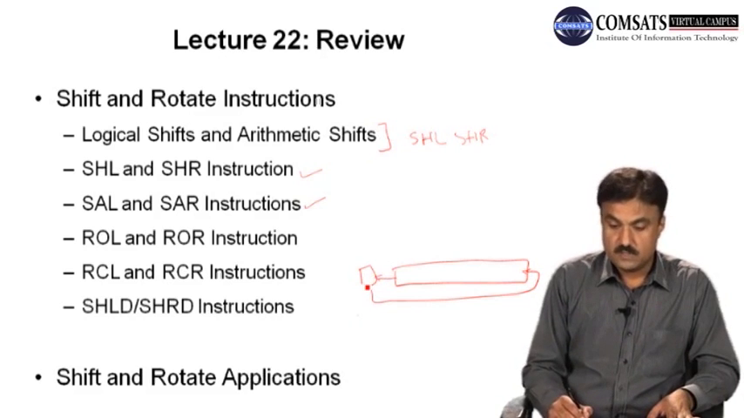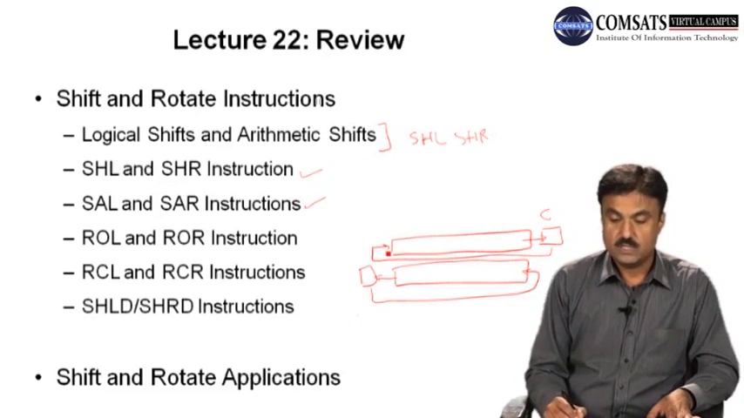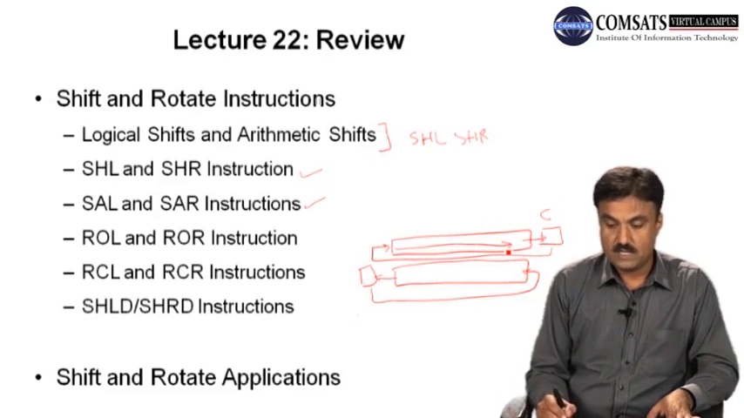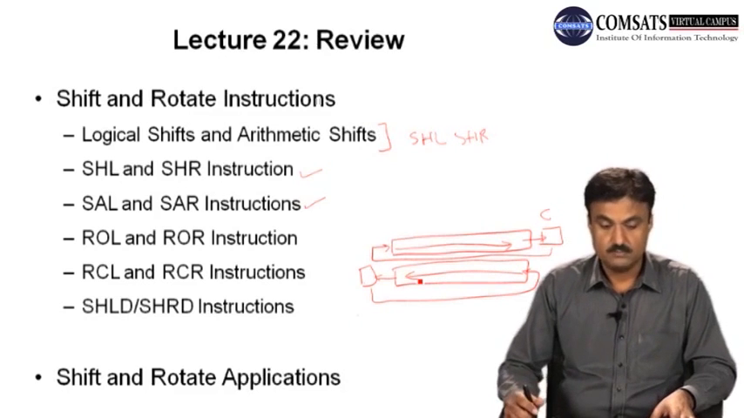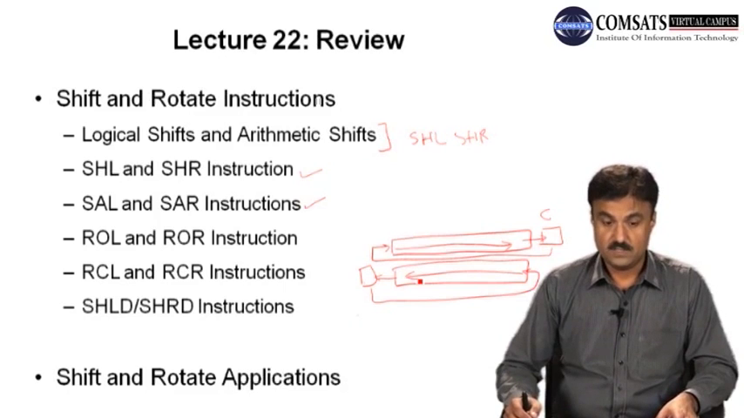Similarly, the opposite is for rotate carry right: the least significant bit will be copied inside the carry bit, and the carry bit will be shifted toward the most significant bit, and the rest of the bits will move in the right direction in a right shift, and in the left direction in a left shift. Then we studied shift left destination and shift right destination.